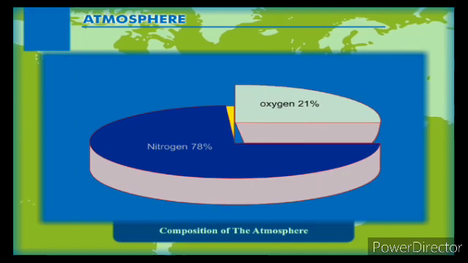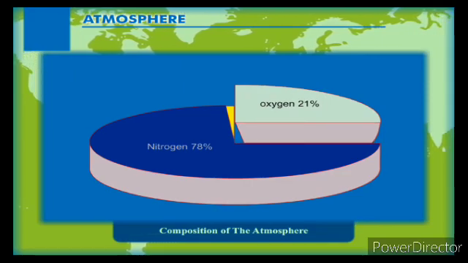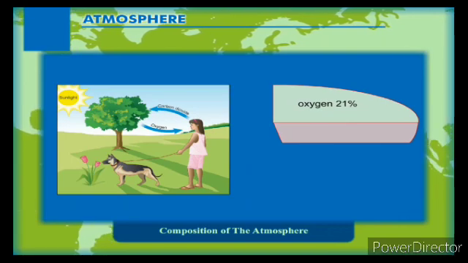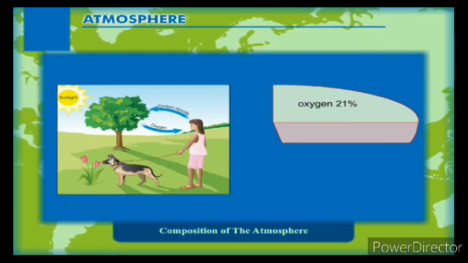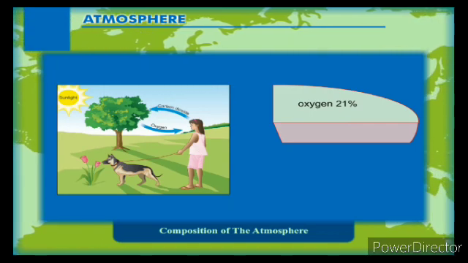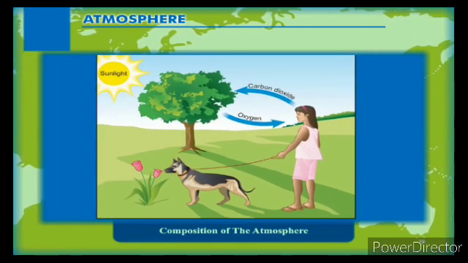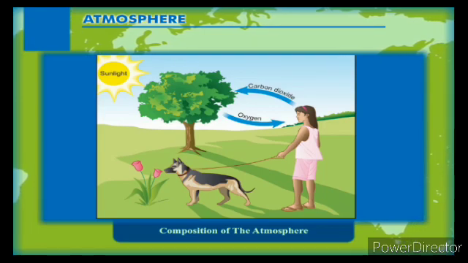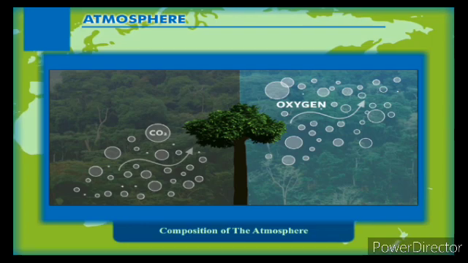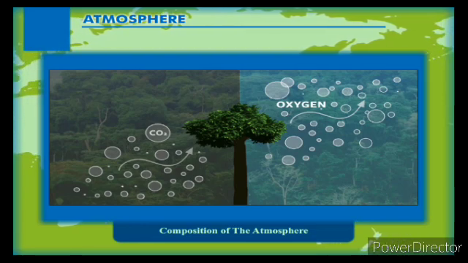Oxygen ranks as the second most plentiful gas in the atmosphere. It is essential for the survival of plants and animals. Living beings need this oxygen to breathe and stay alive. Green plants produce oxygen during the process of photosynthesis. Carbon dioxide is used up by green plants for making food.